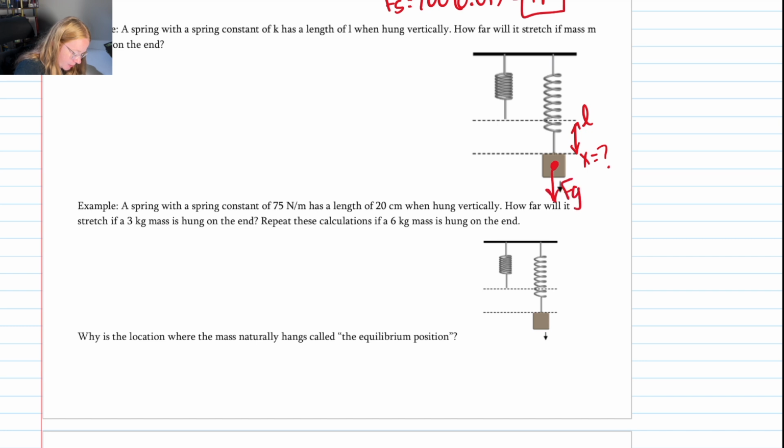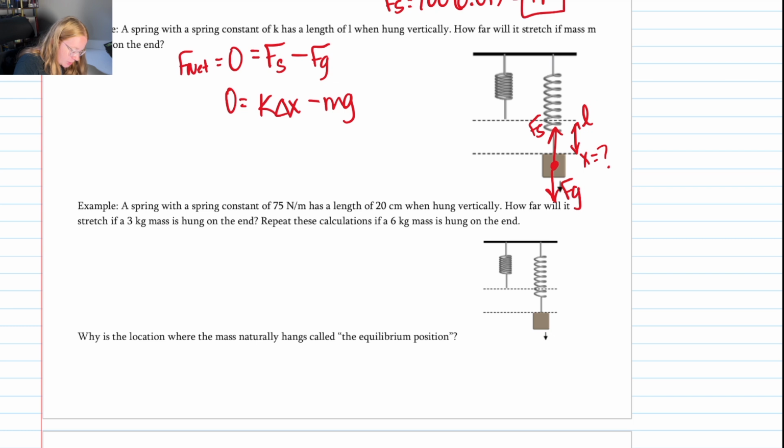Looking at the free body diagram, it looks like the driving force of the system is the force of gravity, and the spring force should be equal but opposite to that. If I set up a net force equation, we should not be accelerating, so it should be 0. The spring force is positive since it's up, and gravity is negative since it's down. Remember, spring force is k delta x, and the force of gravity is mg.